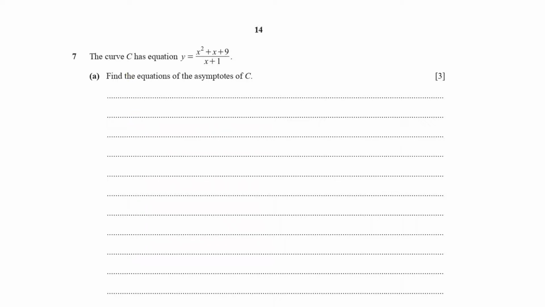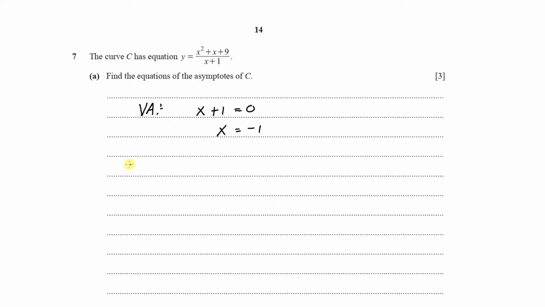Alright, so here we're going to start with the vertical asymptote. For the vertical asymptote, we find it when the denominator x + 1 is equal to 0. So the equation of the asymptote here is x = -1. So that's the vertical asymptote.